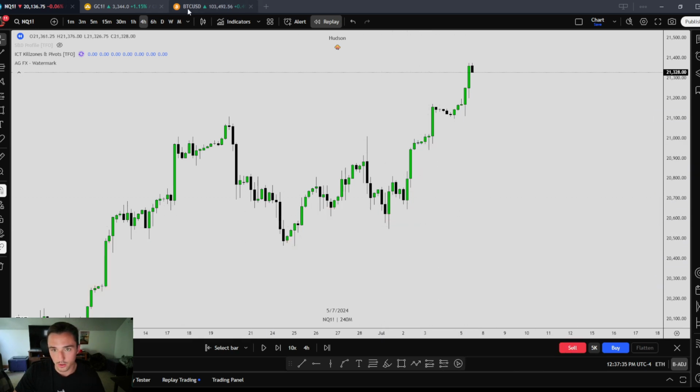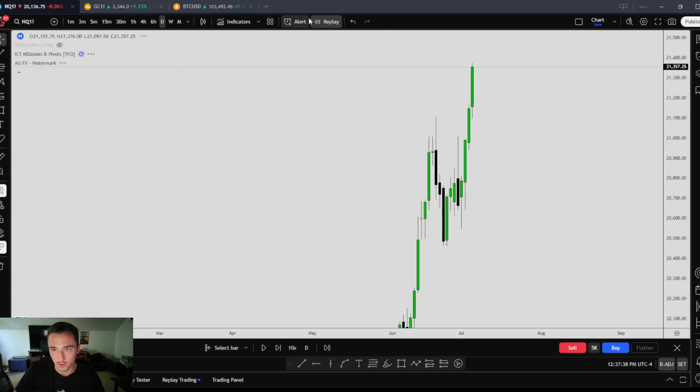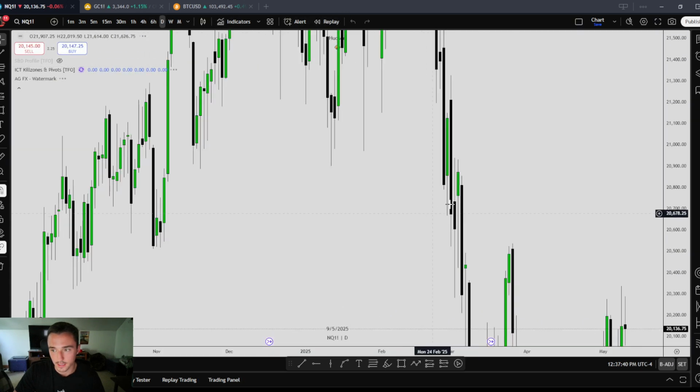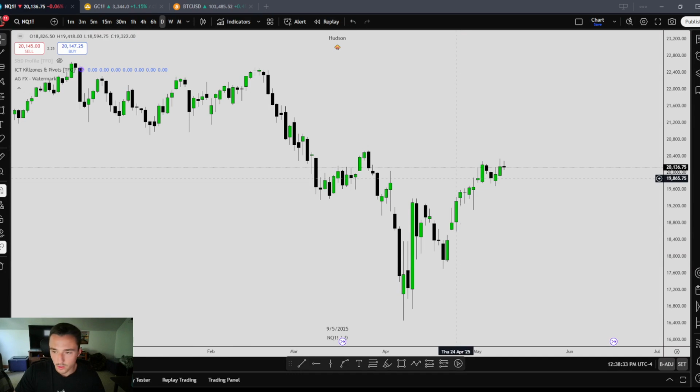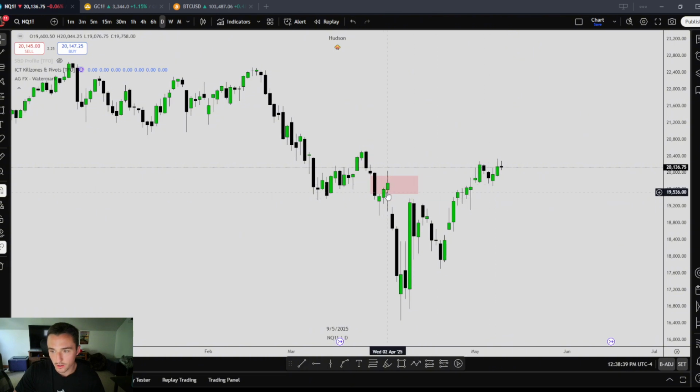So we're not going to go down from the 4-hour to the 15-minute. We will go straight to the daily. All right, so the next one we are going to do is the daily time frame. So let's just take a look right here. All right, so what happens on this candle? We come up, we tap into this daily fair value gap.